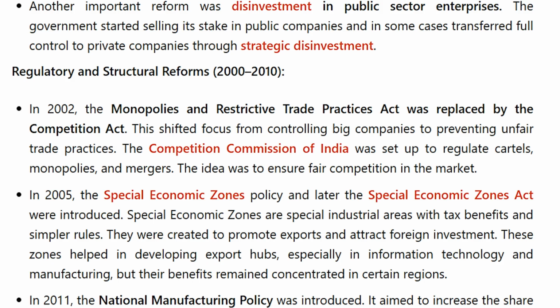In 2005, the Special Economic Zones Policy and later the Special Economic Zones Act were introduced. Special economic zones are special industrial areas with tax benefits and simpler rules. They were created to promote exports and attract foreign investment. These zones helped in developing export hubs, especially in information technology and manufacturing, but their benefits remained concentrated in certain regions.